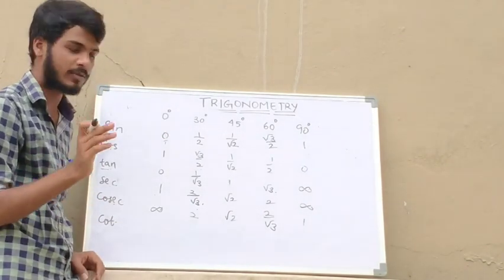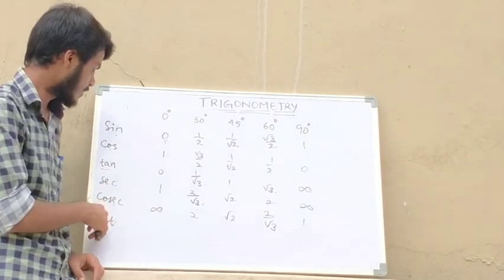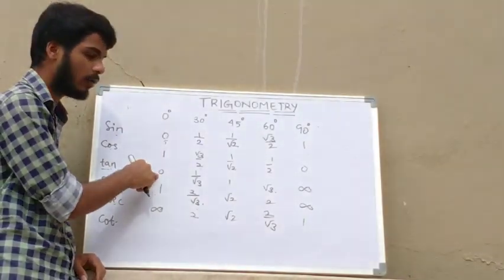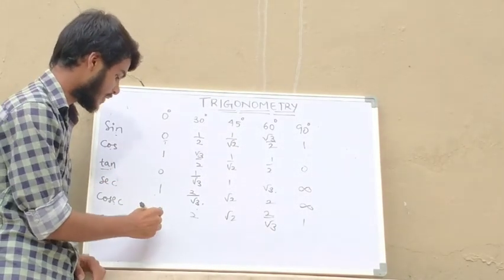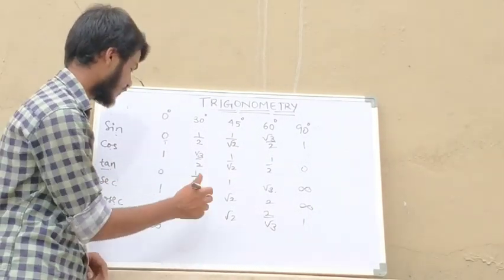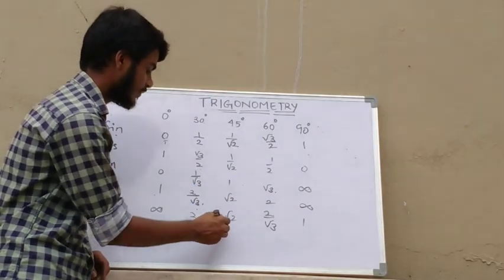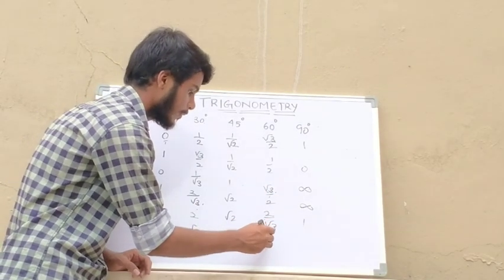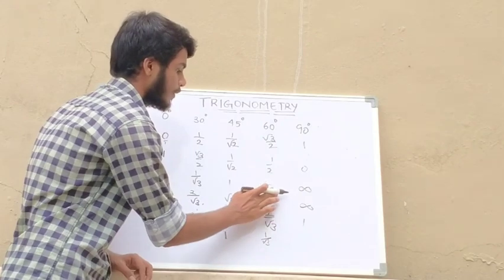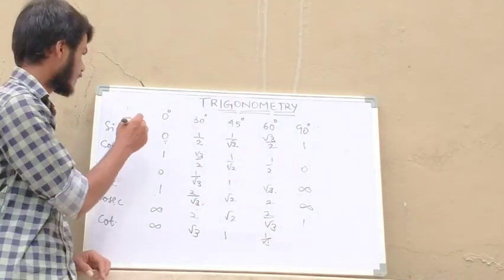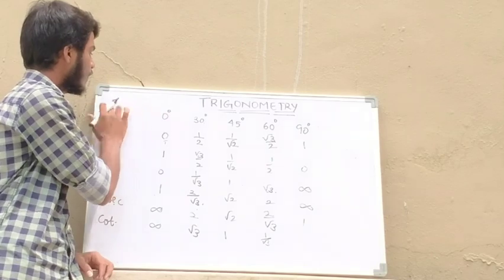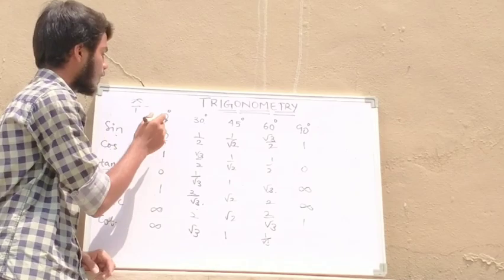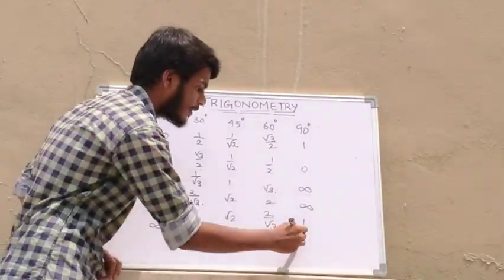Again cot is similar to these two. Cot is the reciprocal of tan. So cot 0 is 1 by tan 0. The reciprocal of tan 0 is infinity, then the reciprocal of the next value is root 3, then 1, then 1 by root 3. And then comes the reciprocal of infinity: 1 by infinity is nothing but 0.